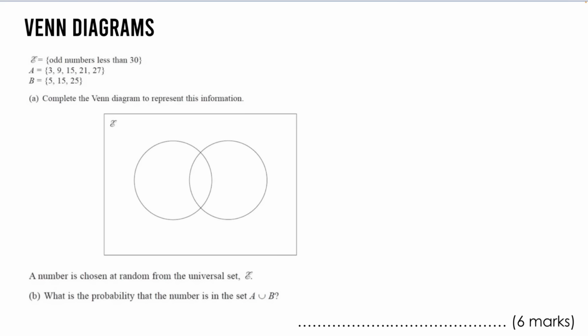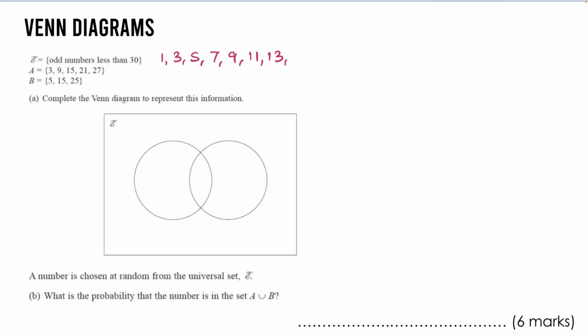So for a Venn diagram, we just need to be very, very careful that we put the numbers into the appropriate places. This one has a lot of numbers to use. It says odd numbers less than 30. So I would always recommend, even with a question like this, where there's a lot of numbers that are involved in that, to just make sure that you write all the numbers down.